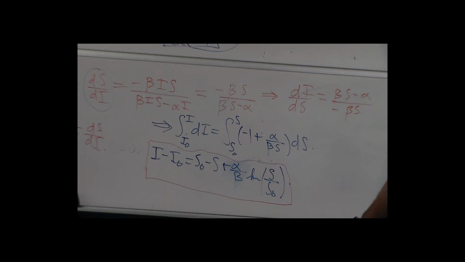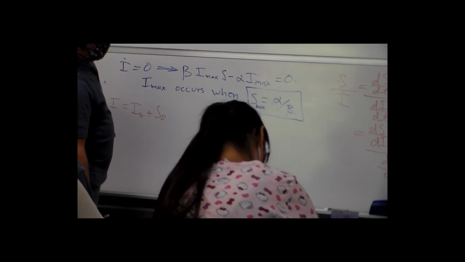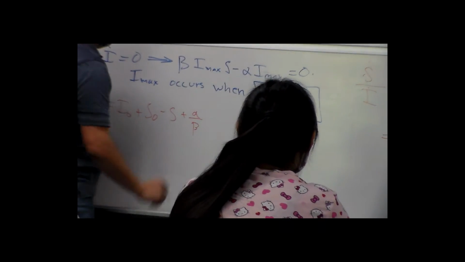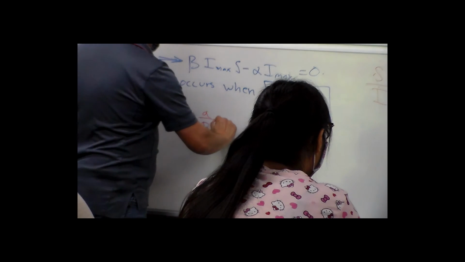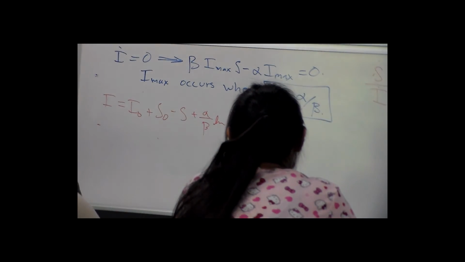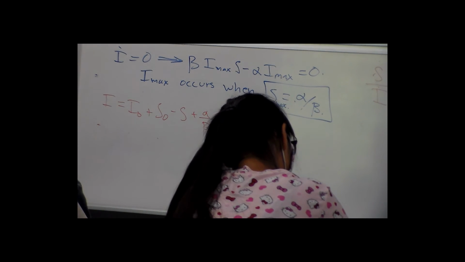Can we just add I naught to both sides? Okay, good. So let's convert this to being in I: I equals I naught plus S naught minus S plus alpha over beta log of S over S naught. Okay, good. Now what?